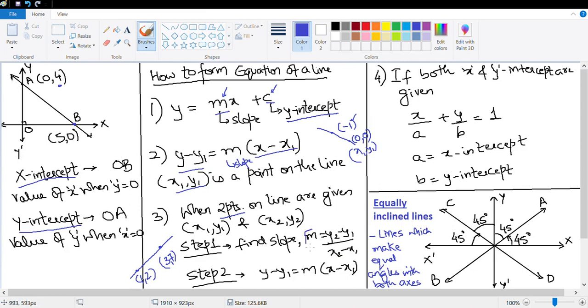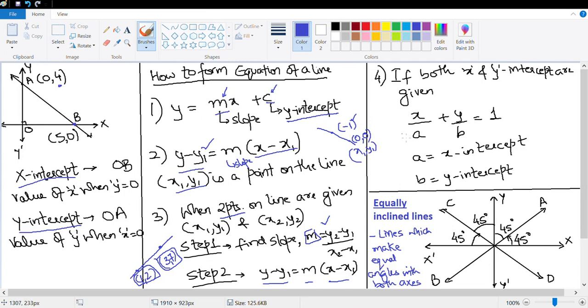And once we know the slope and we already know any of these 2 points, then we'll go back to method 2, which is y minus y1 is equal to m times x minus x1. So in this case, we'll first find the slope and then we'll substitute in the same equation y minus y1 is equal to m times x minus x1.